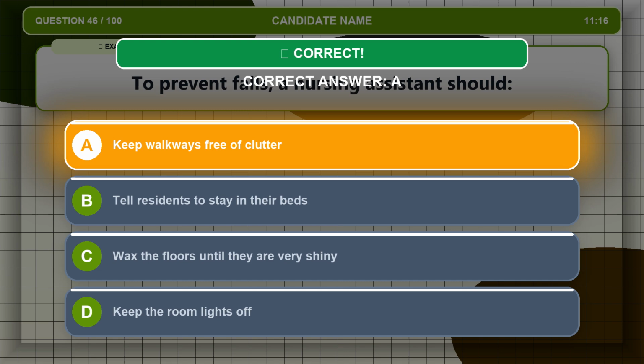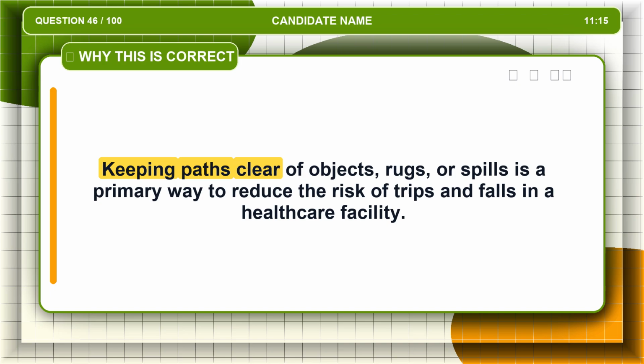The correct answer is option A, keep walkways free of clutter. Keeping paths clear of objects, rugs, or spills is a primary way to reduce the risk of trips and falls in a healthcare facility.